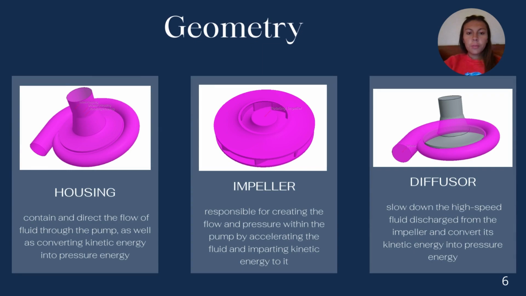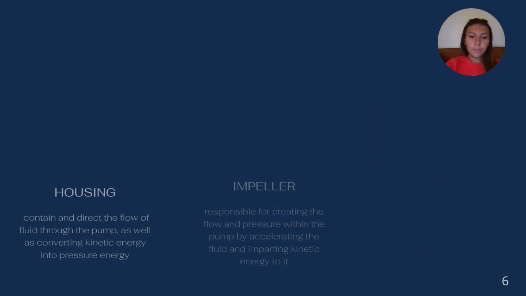For the geometry part, we have three components, which are the most important. First is the housing, which contains and directs the flow of fluid through the pump, as well as converting kinetic energy into pressure energy. Second, we have the impeller, which is responsible for creating the flow and pressure within the pump by accelerating the fluid and imparting kinetic energy to it. And finally, we have the diffuser, which is responsible for slowing down the high-speed fluid discharged from the impeller, and it converts that kinetic energy into pressure energy.